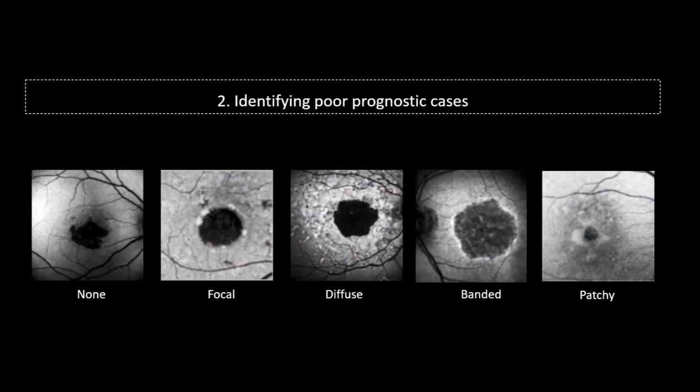That is why, based on the autofluorescence and the shape of geographic atrophy, a classification was also given. And it is seen that the diffuse one and the banded one have the worst prognosis among the geographic atrophies.